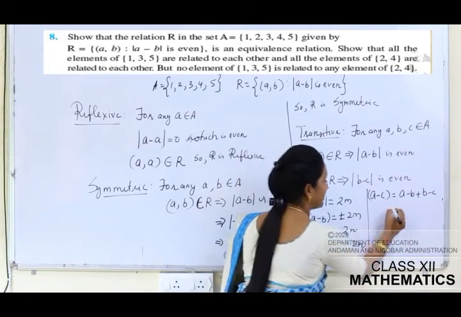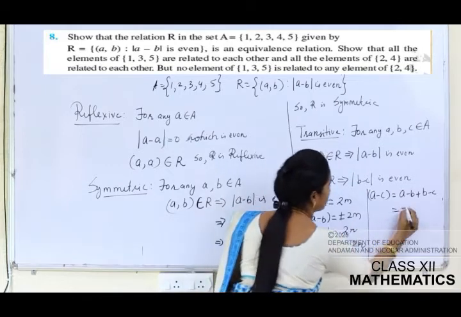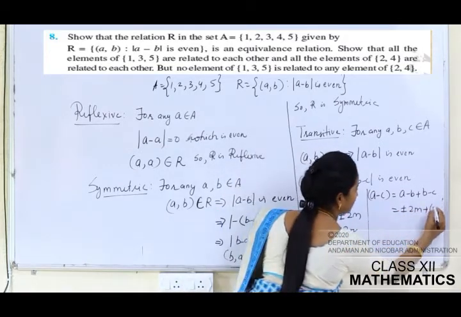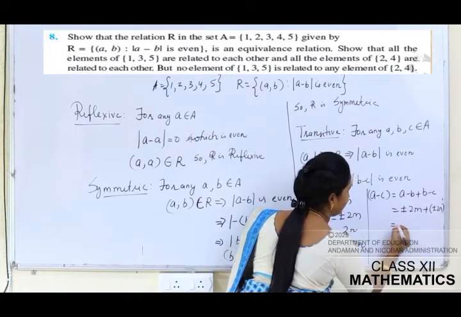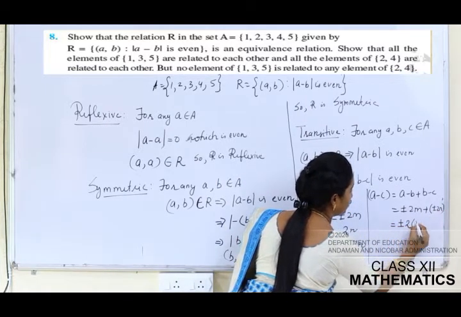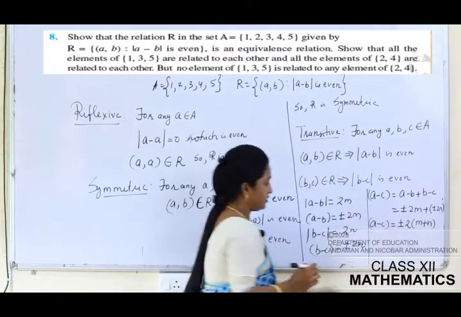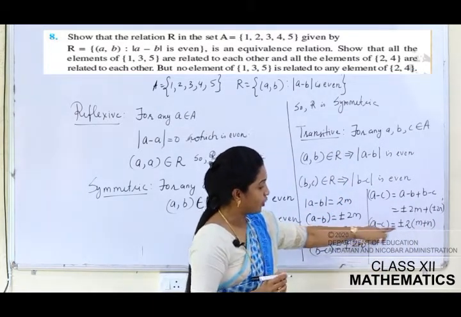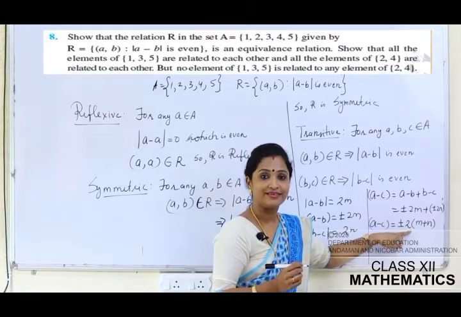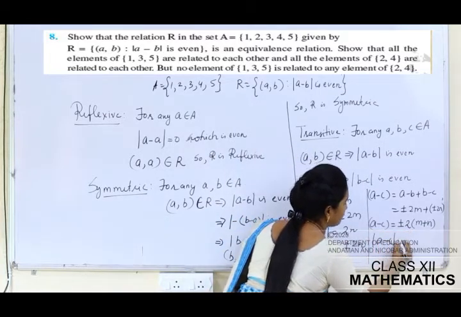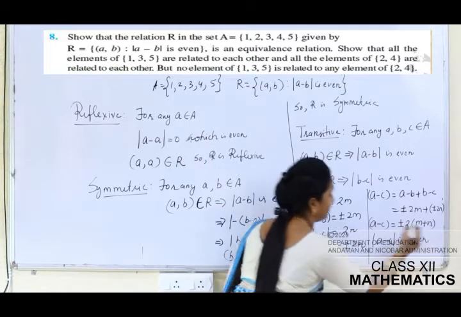Okay. Now what is A minus B? A minus B is plus or minus 2m. And what is B minus C? It is plus or minus 2n. And that equals to plus or minus 2 into m plus n. That means A minus C is also what? Even. And you can say that modulus of A minus C is even.